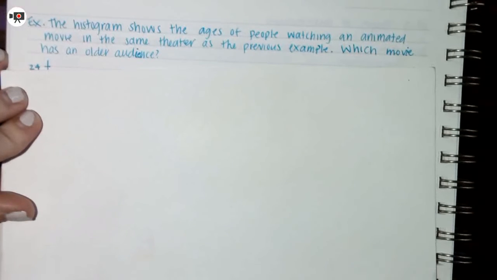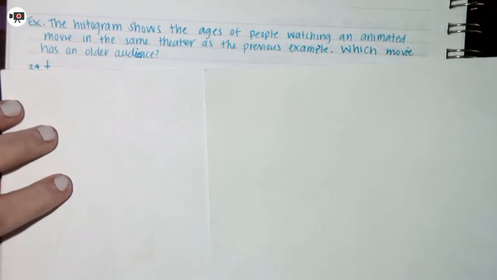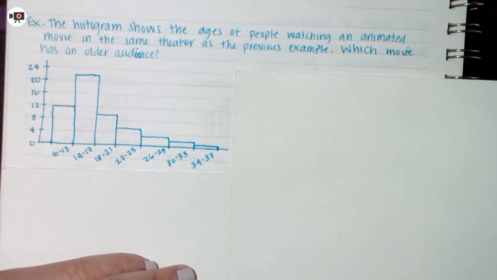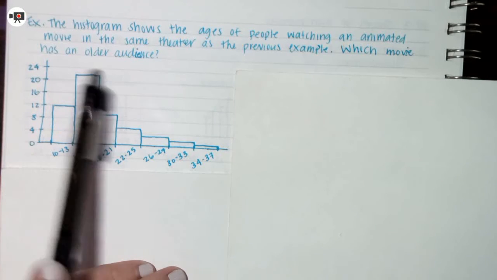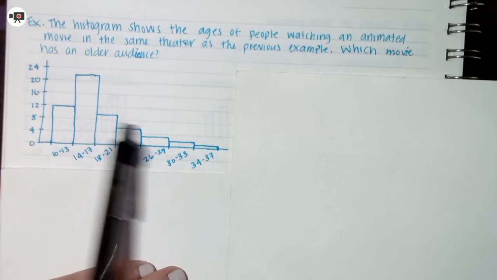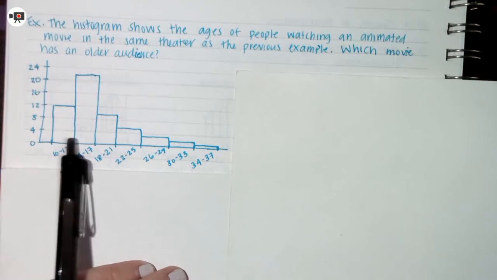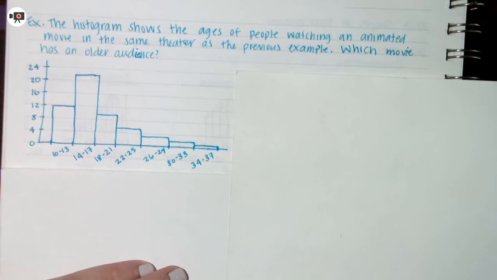Similarly, the histogram shows the ages of people watching an animated movie in a theater, in the same theater as the previous example. Which movie has an older audience? So if we look here, we can see that this one is skewed right because the tail points to the right, most of the data is on the left.